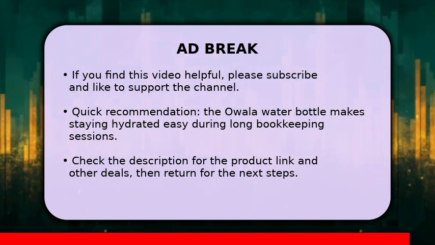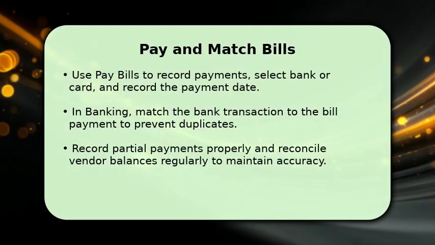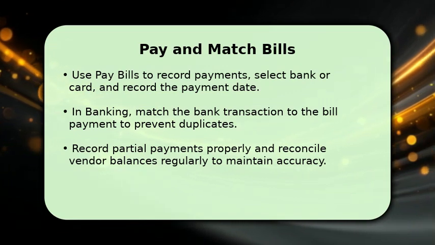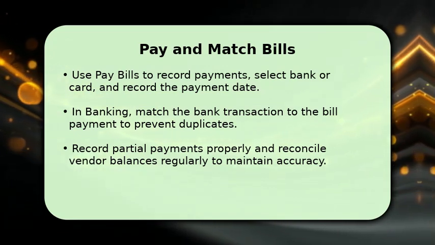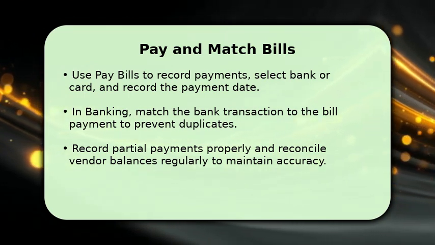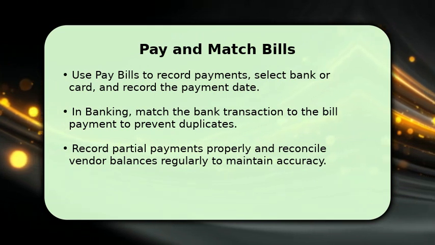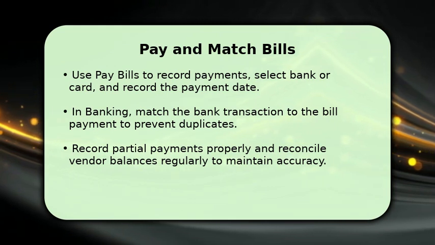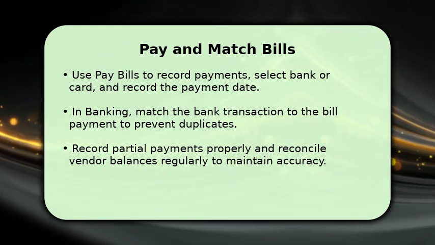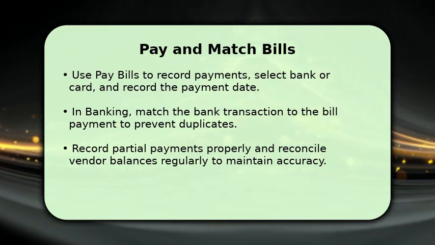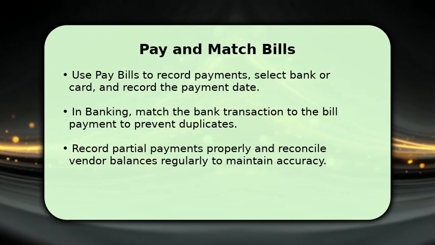Now let's get back to the video. I will explain how to pay and match bills to bank transactions. Use Pay Bills to record payments, choose bank or credit card, select bills, enter payment date and method, then save. For matching, open banking, find the bank transaction, and match to the saved bill payment to avoid duplicates. If partial payments exist, record the partial amount and reconcile regularly to keep vendor balances accurate and prevent payment errors.